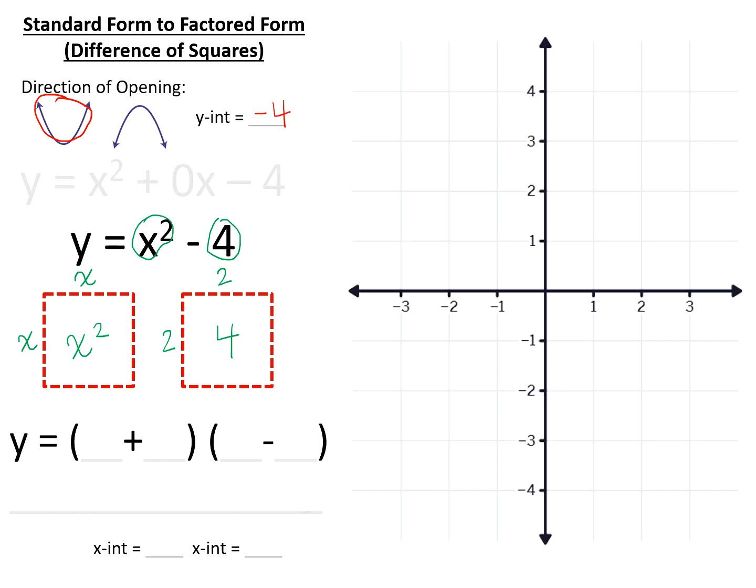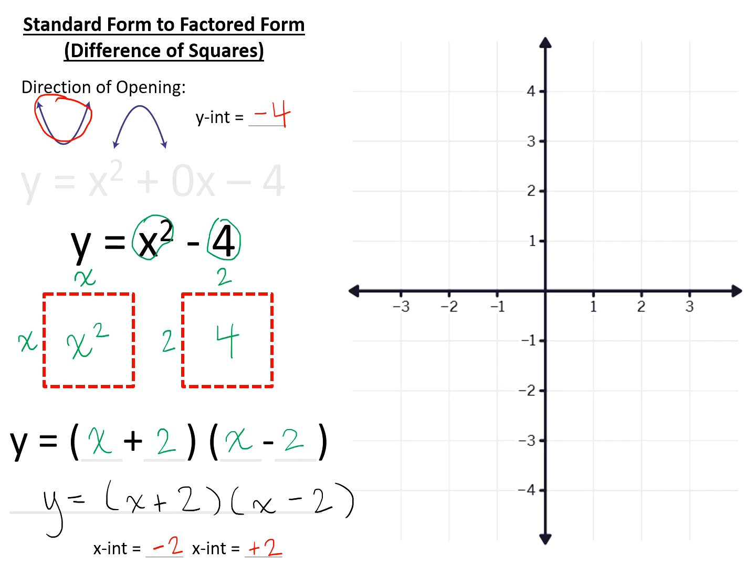I'm going to place the side length of x right over here, and I'm going to place the side length of 2 over here and over here. Therefore, the equation of this quadratic relation in factored form is y equals x plus 2 multiplied by x minus 2. And the x-intercepts would be -2 and +2.